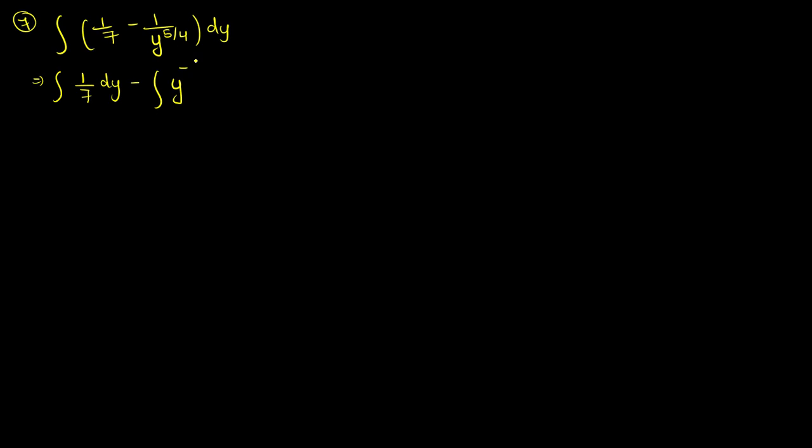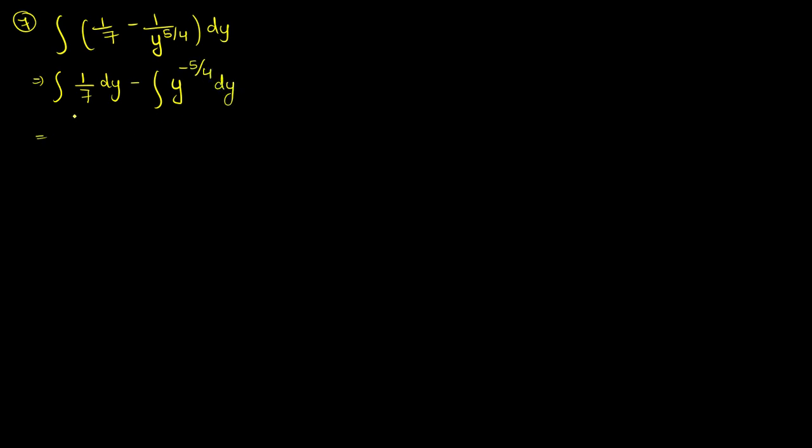Now going to the next question, that is the seventh one. Integration of 1 over 7 minus 1 over y power 5 by 4 dy. So now you have two terms here. Take the integration separately. So it is the integration of 1 over 7 dy minus the integration of 1 over y power 5 by 4. You can see y is in the denominator and we are integrating with respect to y, so y is the variable. Take y to the numerator, so the positive power changes to negative, and dy.